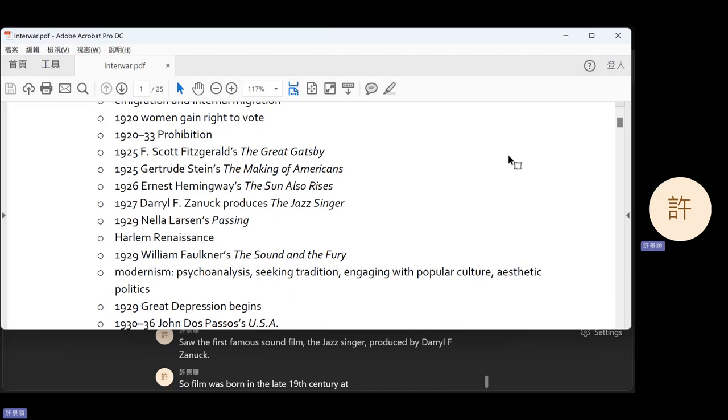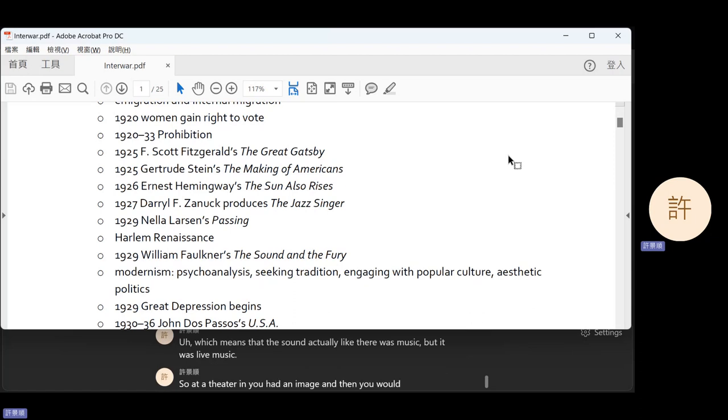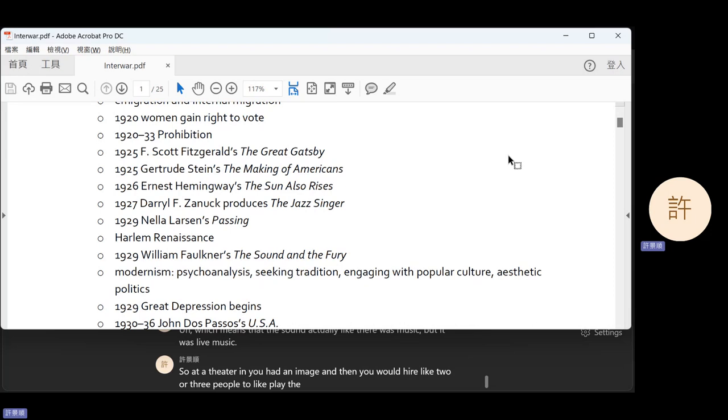At the time, it was silent, which means that there was music, but it was live music. So at a theater, you had an image, and then you would hire two or three people to play the piano, play the drums, along with the film.